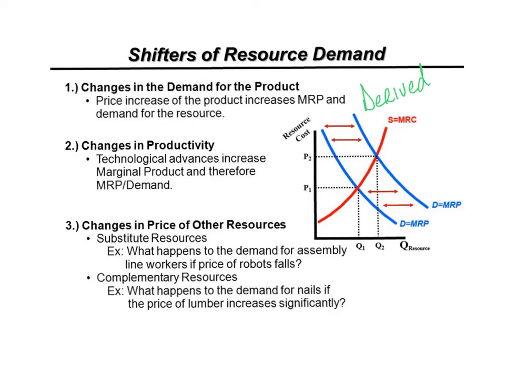The last reason is the changes in the prices of other resources. One could be substitute resources, or two, complementary resources. In the examples, they ask what happens to the demand for assembly line workers if the price of robots falls. If the price of robots falls, there will be less demand for the assembly line worker. In the second example, what would happen to the demand for nails if the price of lumber increased significantly? If lumber prices go up, there would be less demand for lumber, therefore less demand for nails.